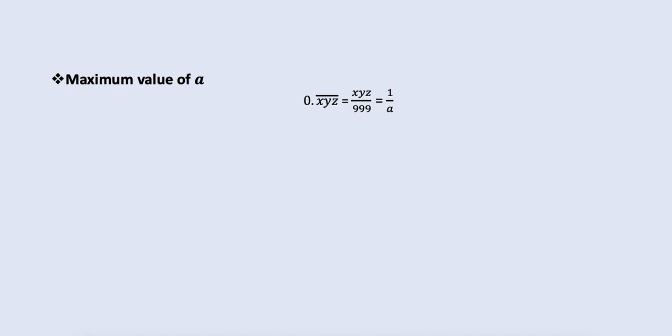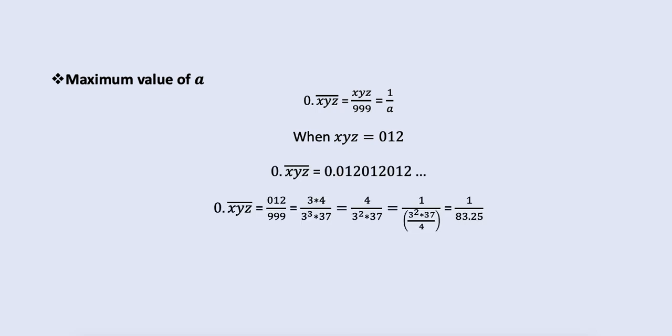Now to find the maximum and minimum value of a, let's see the maximum value of a first. Because this is equal to 1 over a, to maximize the value of a, we need to minimize the value of xyz. So what is the minimum value of xyz when x, y, z are different? It is 0, 1, 2. So if we simplify this further, 012 divided by 999 is equal to 1 over a, and just prime factorize 12 and 999, this will become 4 over 3 cubed into 37. Because a is in the denominator, just take 4 on the lower side, so this will be 1 over 83.25. That means the maximum value of a possible is equal to 83.25.